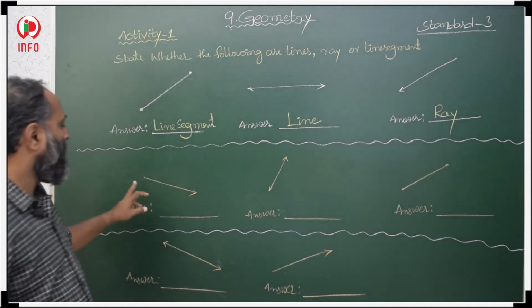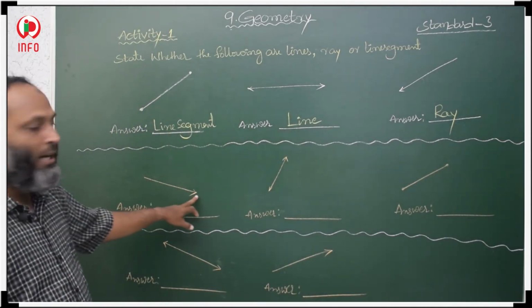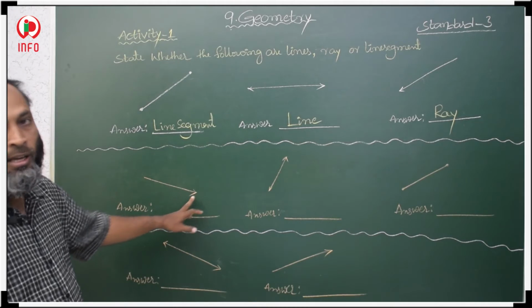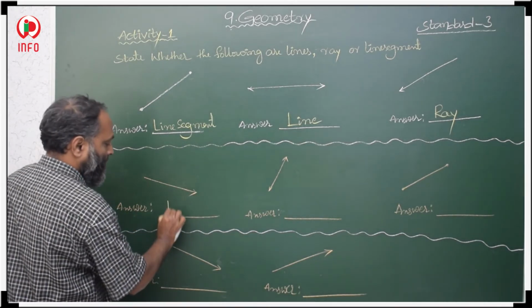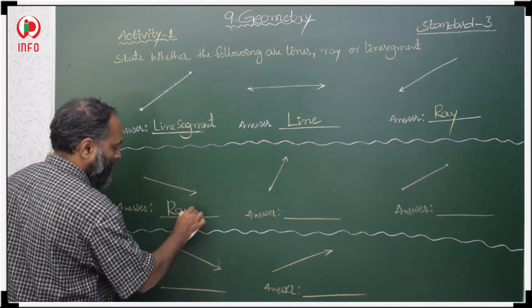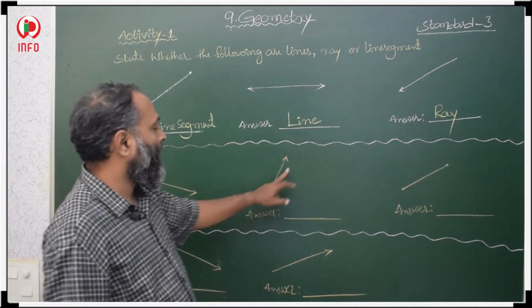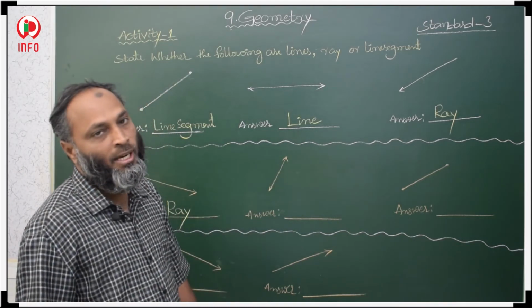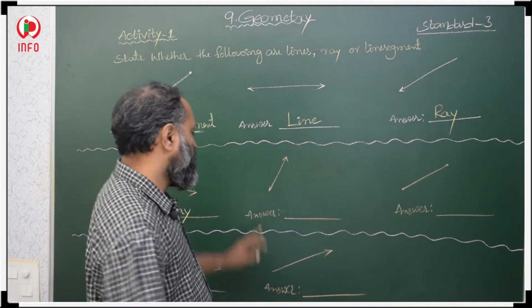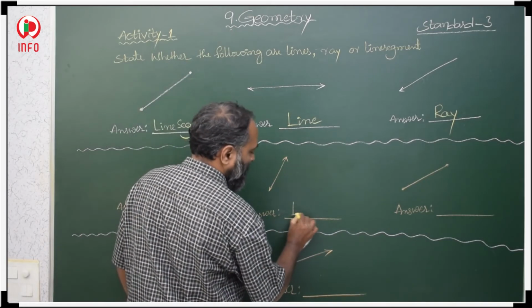Next, here also we have one endpoint and it extends in one direction. So it is also a ray. Here we have two arrows. Two arrows means it extends in both directions. So it is a line.